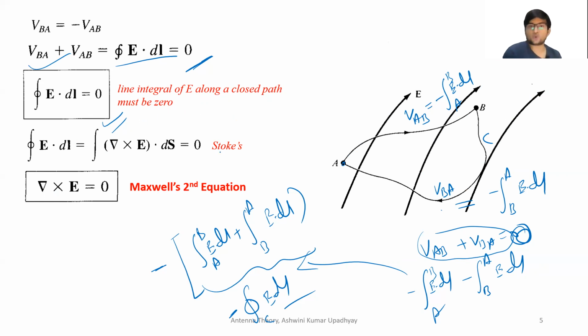if you apply Stokes theorem, what does Stokes theorem say? It converts a closed line integral into a surface integral, but you have to take the curl of the quantity which is under the line integral. So you can equate the closed integral of E dot dl to the surface integral of the curl of this electric field, right? So since this thing was equal to 0, this thing will also be equal to 0, which means del cross E is going to be 0.